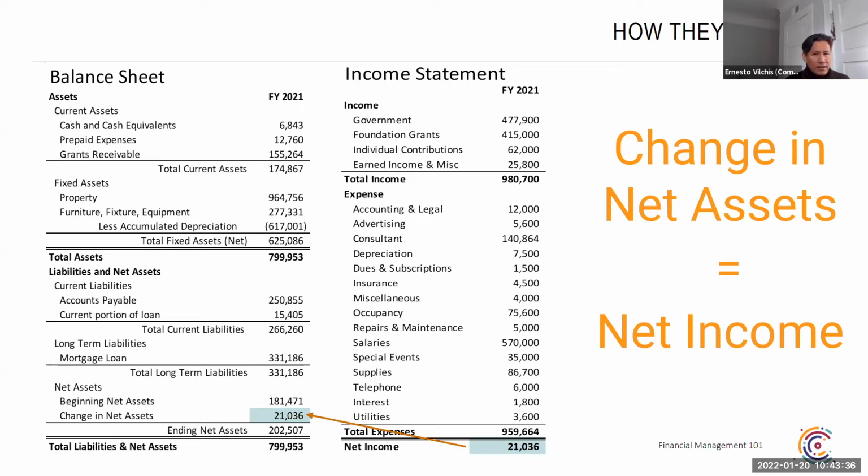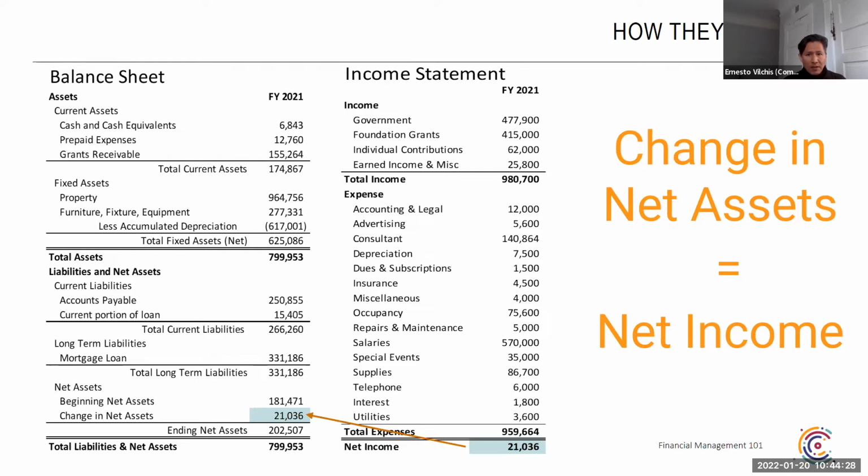All right, so here is how these statements connect. On the left, you have the balance sheet. Again, that is for a point in time for the organization. And on the right-hand side, you have the income statement. You can see in the income statement, you start with your total income of $980,000, and then you have your total expenses, and then you have your net income of approximately $21,000. The way that connects is that's money that gets recorded in your balance sheet as your change in net assets. And that is the connection between the two statements, right?